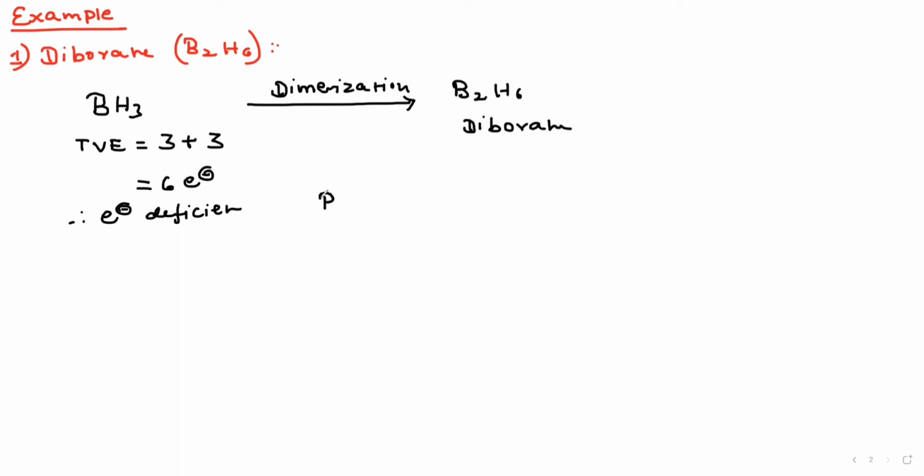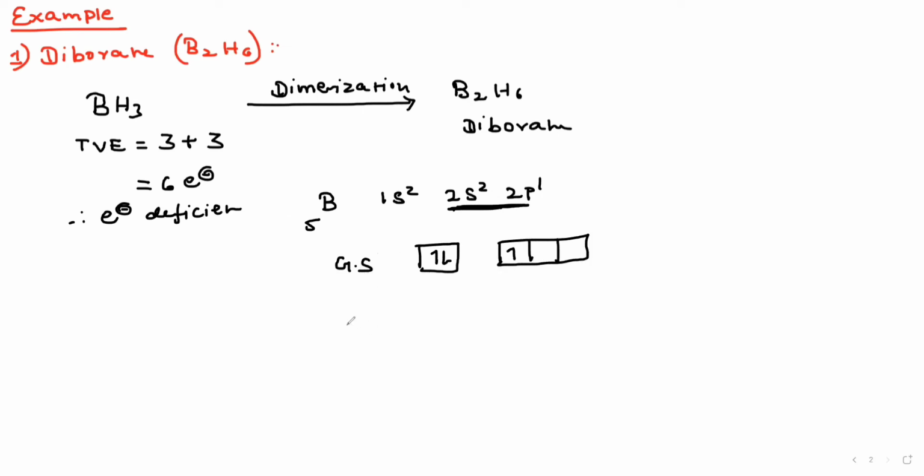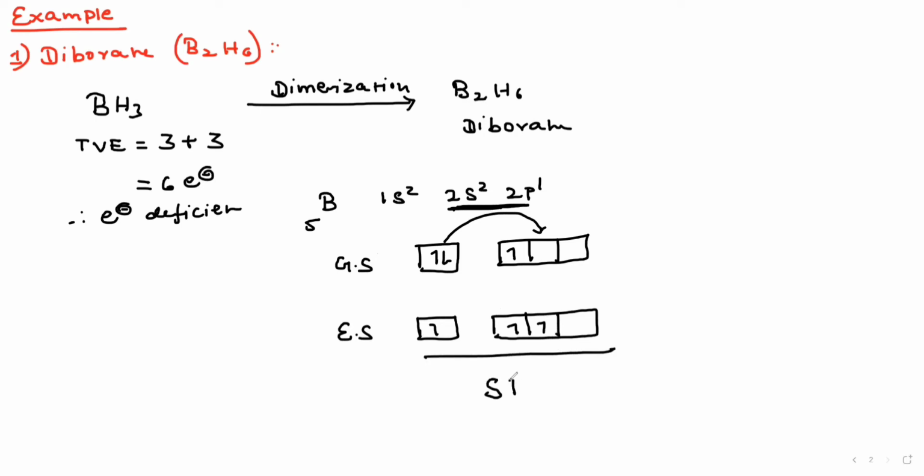Now, we know very well, boron, atomic number 5. Configuration 1s2, 2s2, and 2p1. This is the outermost ground state configuration, 2s2 and 2p1. What is the excited state? One electron from 2s goes to a vacant orbital. Therefore this is 1 electron. Now, in total sp3: the s orbital has 1 electron, in the p orbitals two are filled, and one is empty.